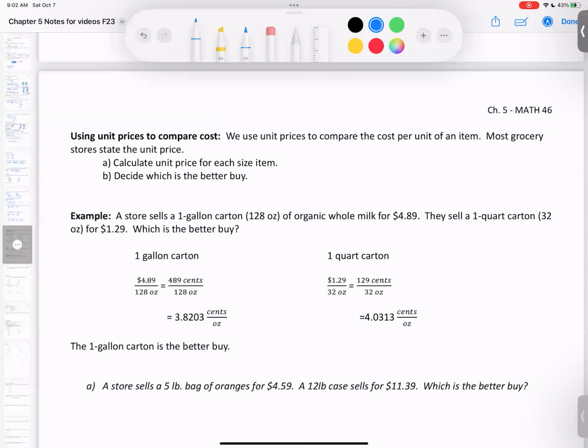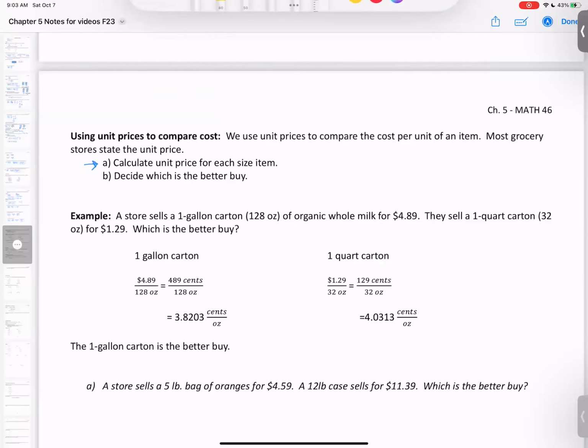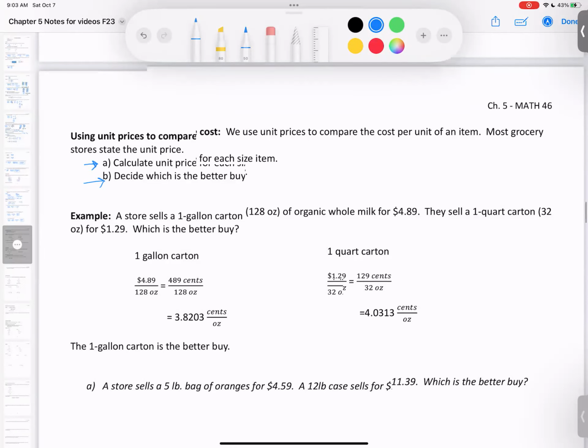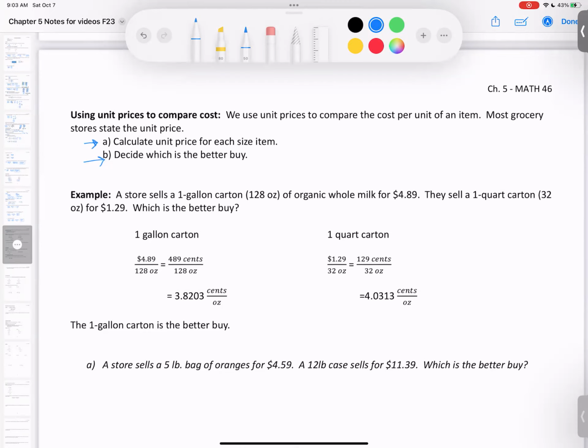The last section of 5.2 is using our unit prices that we just learned in order to compare between two things, which is the better buy. So what you want to do is first calculate your unit price for both scenarios or both items, and then you can decide which is the better buy, which is the cheaper cost per pound or per ounce or per unit.